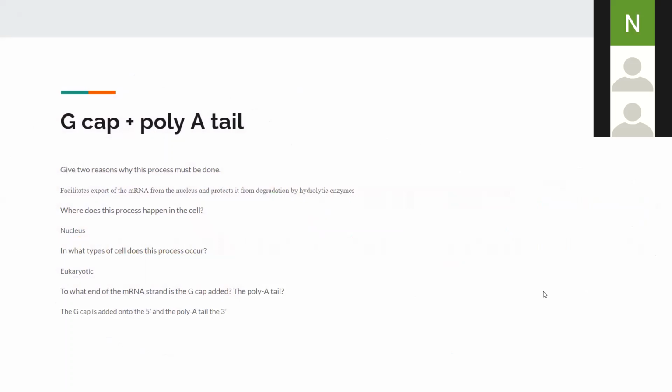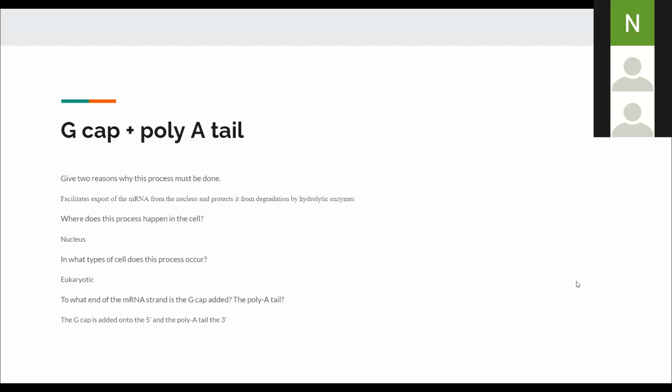So the 5' end is synthesized first, receiving a 5' cap, which is a modified form of the guanine nucleotide added onto the 5' end after transcription of the first 20 to 40 nucleotides. On the other end, an enzyme adds around 50 to 250 more adenine nucleotides, which forms a poly-A tail. This process, which occurs in the nucleus of eukaryotic cells, facilitates the export of mRNA from the nucleus and protects it from being degraded by hydrolytic enzymes.